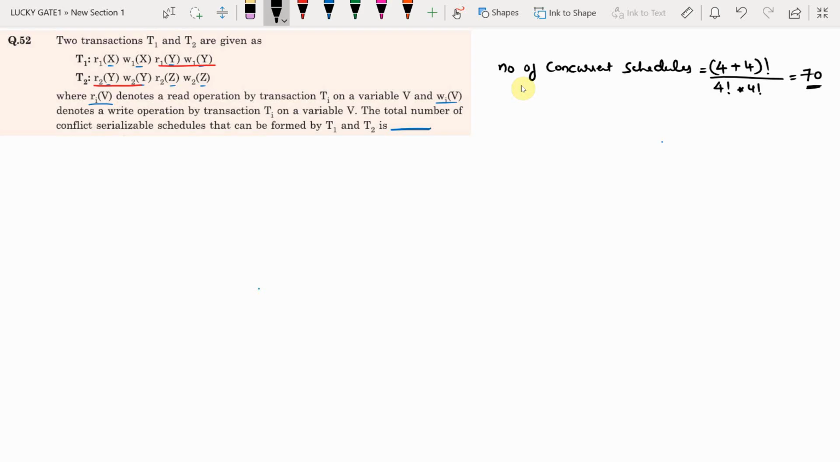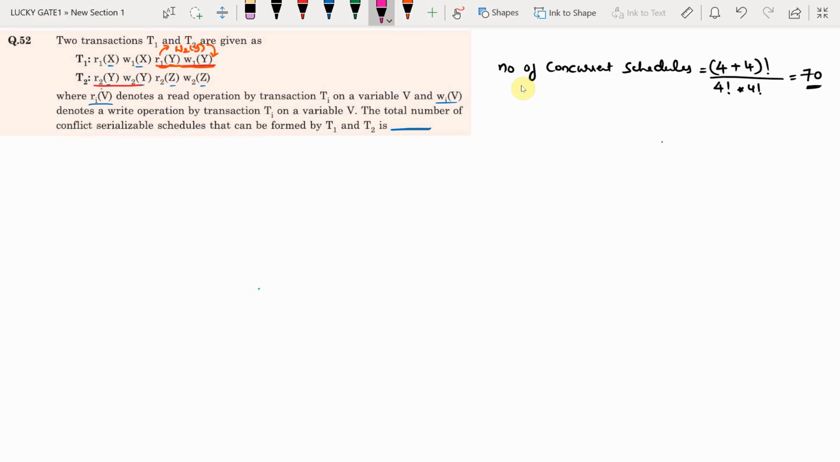Now, to find non-conflict serializable schedules, I need to find the possibility of a cycle in the precedence graph. A cycle in the precedence graph occurs if there is an edge from T1 to T2 and T2 to T1. So to have an edge from T1 to T2 and T2 to T1 between these operations, if R2Y comes, it won't cause any cycle, but if W2Y comes, now it will cause a cycle between R1Y, W2Y and W2Y, W1Y. This is one possibility.